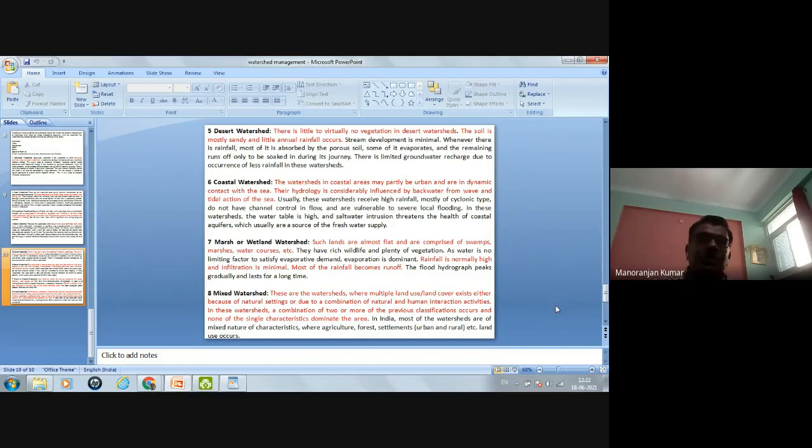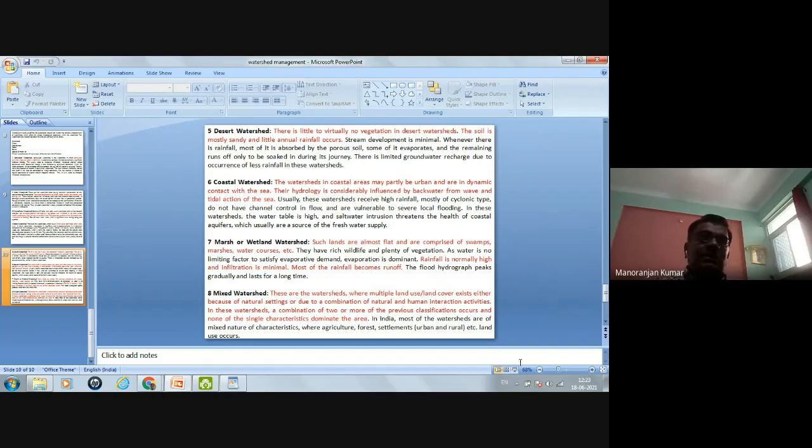Okay, since here more rainfall is there, more water is there, so water is not a limiting factor to satisfy evaporative demand. Evaporation is more dominant. So rainfall is normally high and infiltration is minimal. Most of the rainfall becomes runoff. Okay, the flood hydrograph peaks gradually and lasts for a long time. Okay, so this is the marshy or wetland watershed.